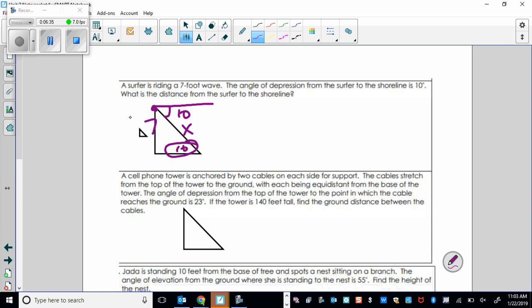Circle this side, opposite over hypotenuse. So that's going to be what? Sine. So I'm going to put sine of 10 equals opposite, 7, over hypotenuse, x. Okay? Then we cross multiply and solve.